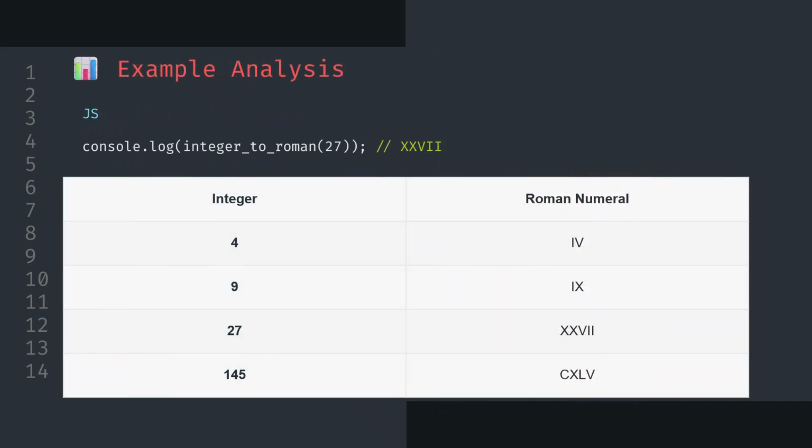Let's look at a few quick examples of our function at work. 4 becomes IV, 9 becomes IX, 27 becomes XXVII. These match the standard Roman numeral system. This shows our function handles various cases perfectly.